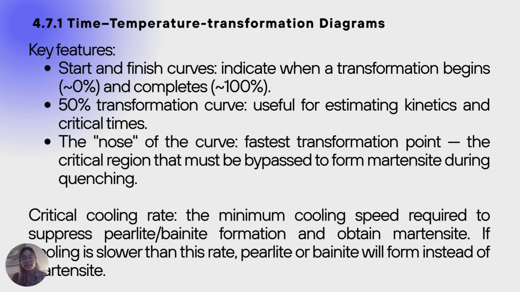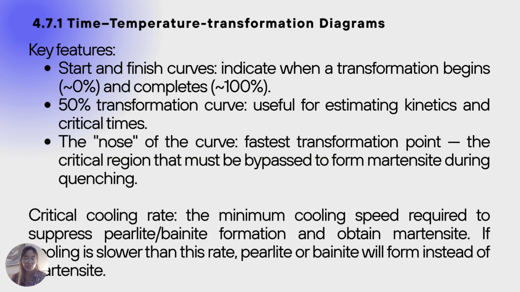Next, let's look at time-temperature transformation diagrams, also called TTT diagrams or isothermal transformation diagrams. These diagrams show how the microstructure of steel changes over time when held at a constant temperature. So what does the diagram show? The TTT diagram plots temperature on the vertical axis and time on the horizontal axis. They describe how austenite transforms into other phases like pearlite, bainite, or martensite, depending on how fast it cools.